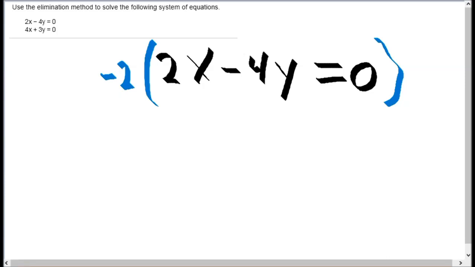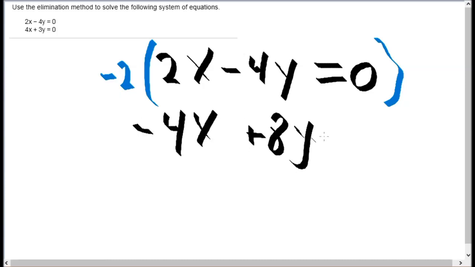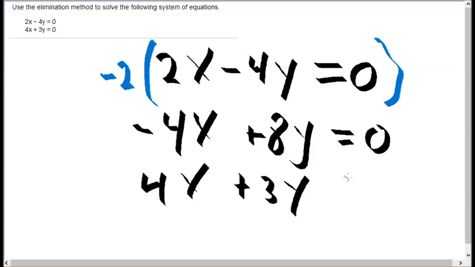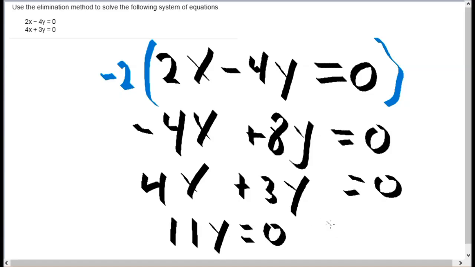Let's see if we can get it to work here. Alright, so with that we would have negative 4x plus 8y is equal to 0. You can see that minus 2 times minus 4 is positive 8. And then we'll just keep the other equation the same: 4x plus 3y is equal to 0. And then when we add these straight down, this cancels that, and you get 11y is equal to 0 when you add over there, which of course means y must itself be 0.